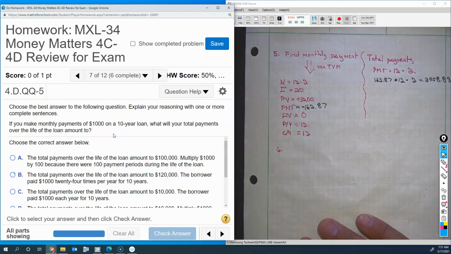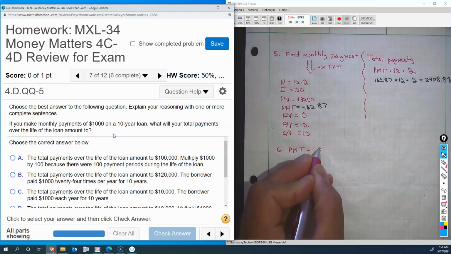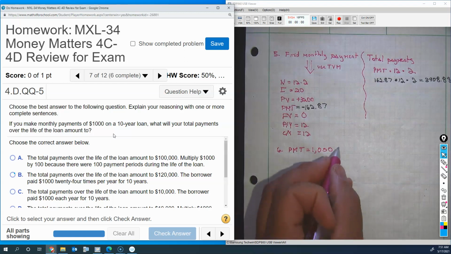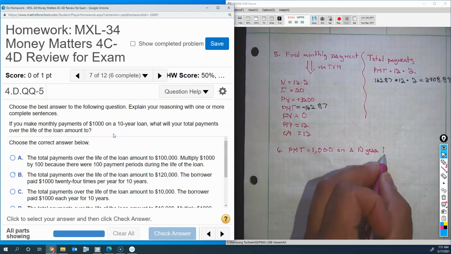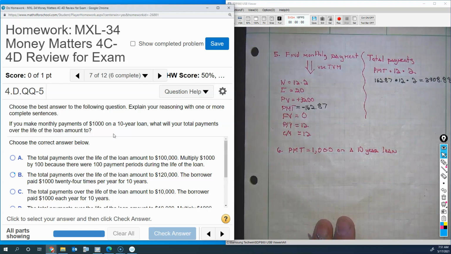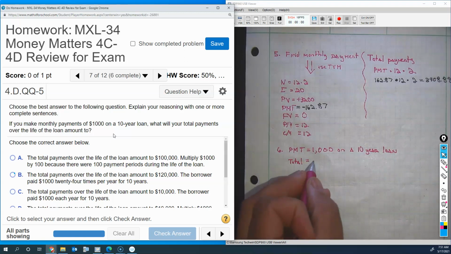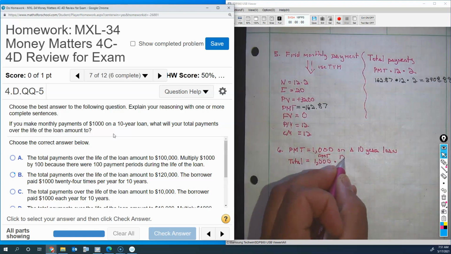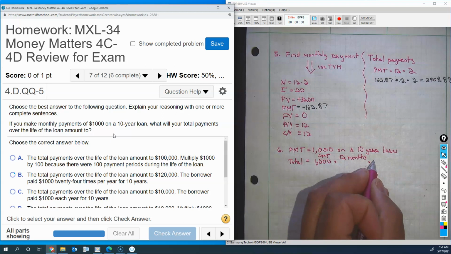All right, so number 7 here says if you make monthly payments of $1,000 on a 10-year loan, what's your total payments? You don't need to use any app for this one. It's just going to be your payment times 12 months, times 10 years.